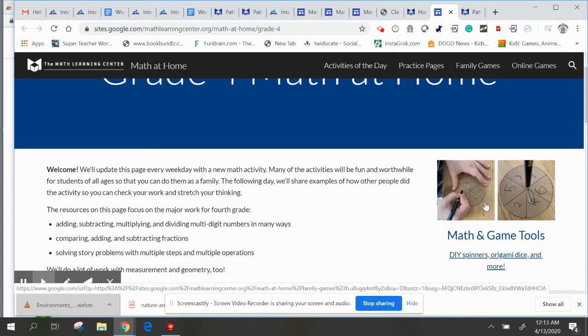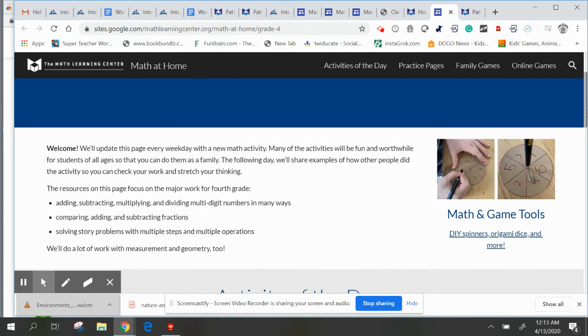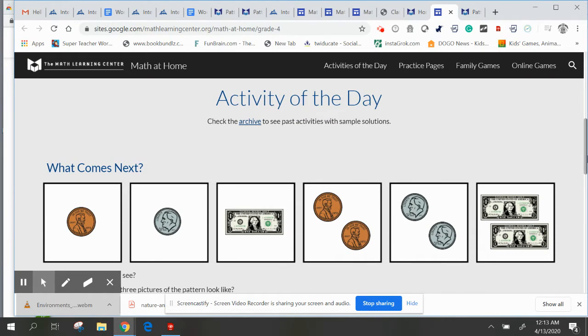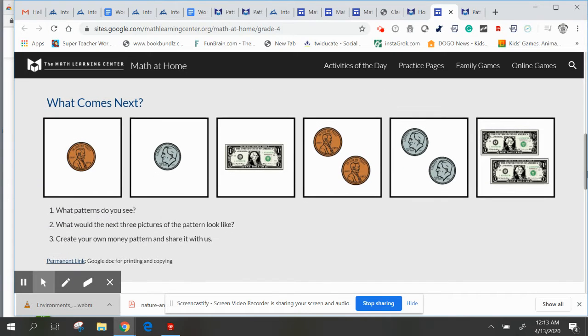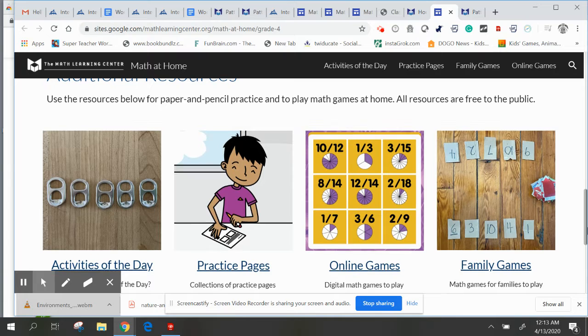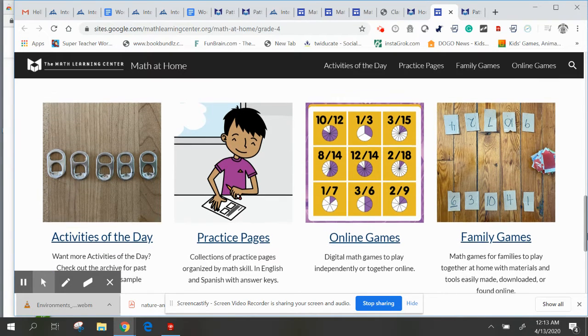Don't forget, we make these spinners in school. They took cardboard here, but you could just take paper and draw it. They used a safety pin, but you could use a paper clip. That makes a really easy spinner. The other thing that they have is this activity of the day. That's really fun to do, a different one each day. It'll always be something to do with fourth grade. Some additional things you can take a look at when you get a chance.